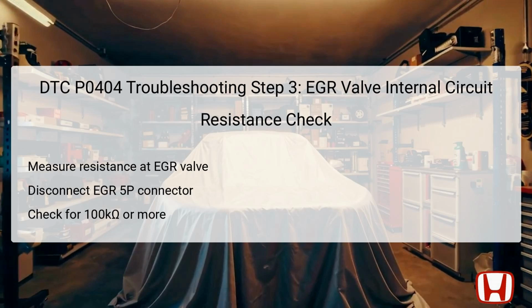A resistance of 100 kiloohms or more indicates internal circuit failure, prompting the replacement of the EGR valve. If the resistance is below the specified threshold, it suggests the sensor wiring is intact and further electrical checks are needed. Validating the internal circuit resistance confirms whether the EGR valve's sensor assembly is functioning correctly or requires replacement.